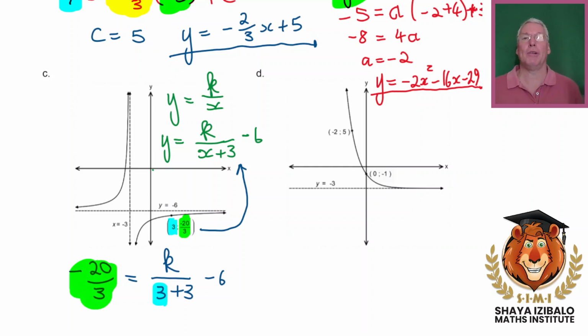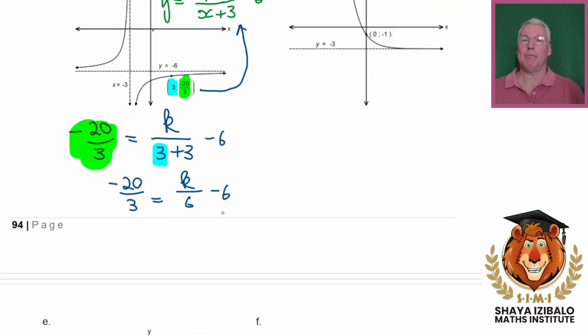It's not too bad actually. Let's just work out what we've got on the bottom here. We've got negative 20 over 3 equals k over 6 minus 6. Let's get rid of all the fractions by multiplying by 6 throughout. When we multiply by 6, this 6 divides with the 3 to give us 2, so we get negative 40 equals k minus 36. Notice we've multiplied right through by 6 on both sides. Now we're going to add 36 to both sides, and we get k equals minus 4.